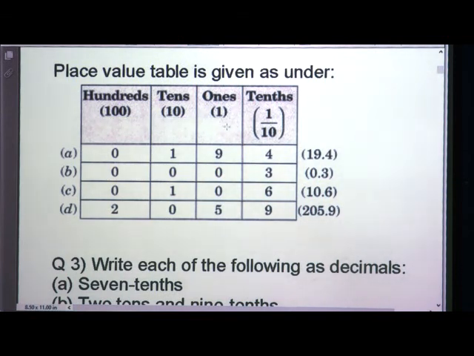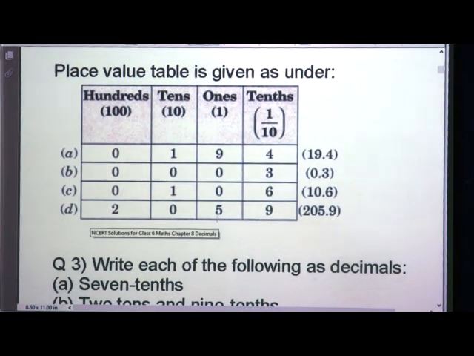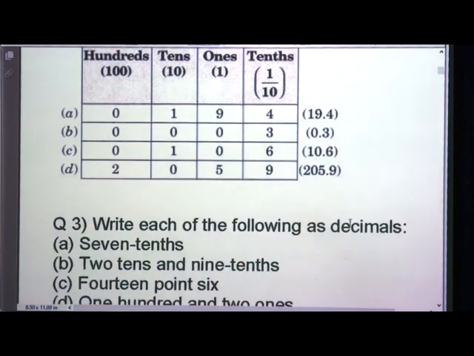Next, 205.9. 2 comes in the hundreds place, so we have written here 2. 0 comes in the tens place, so we have written here 0, and in the ones place we have 5, so I have written here 5, and in the tenth place we have 9. Hence we have written 205.9 under the place value table. Let us see the next question.